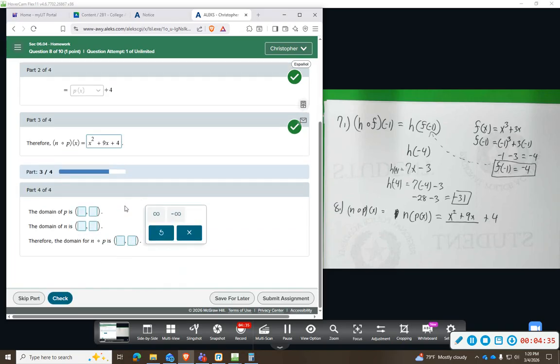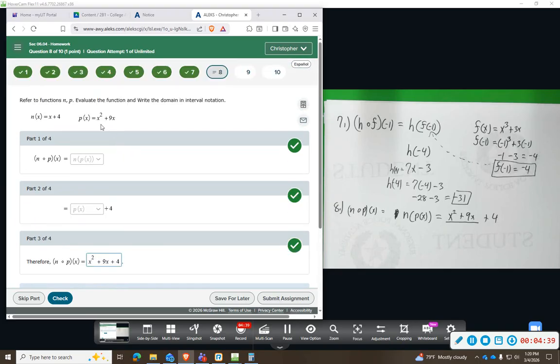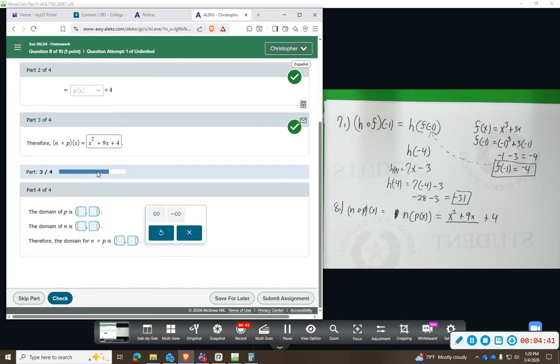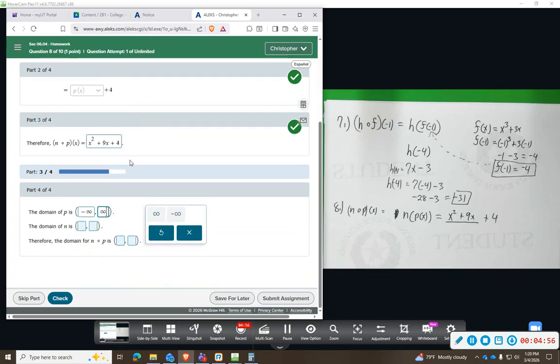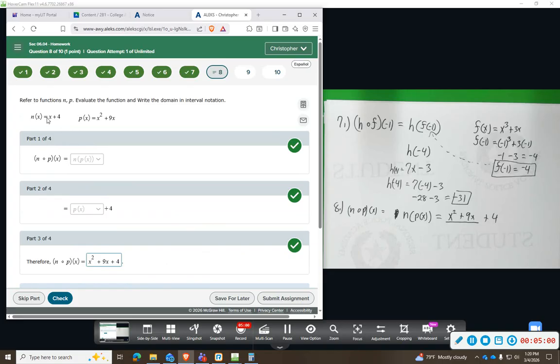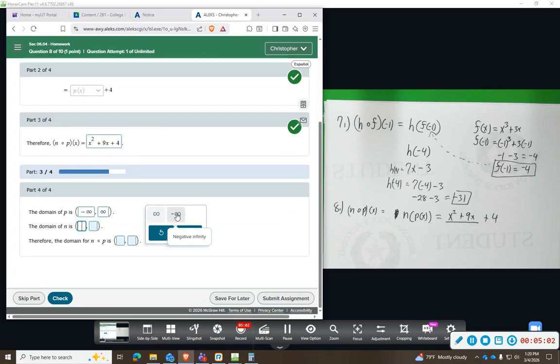And then the domain of p. P is a quadratic. It is all real numbers. There's no square roots, no rational, so no denominator, and no logs that we see. And then the domain of n, which is a linear function, is also all real numbers. So negative infinity to positive infinity.